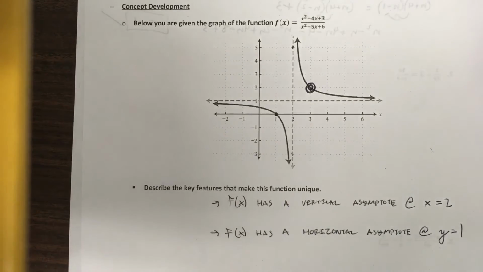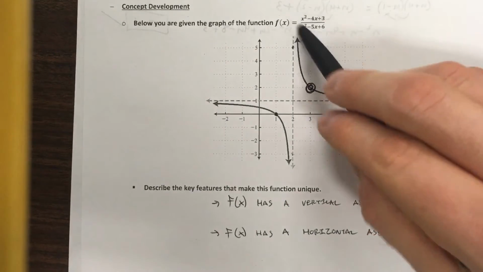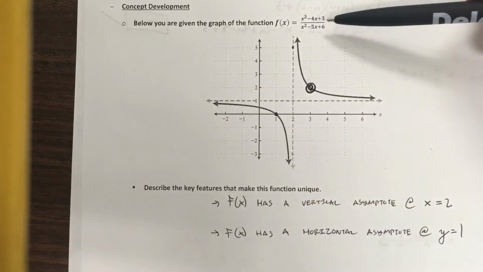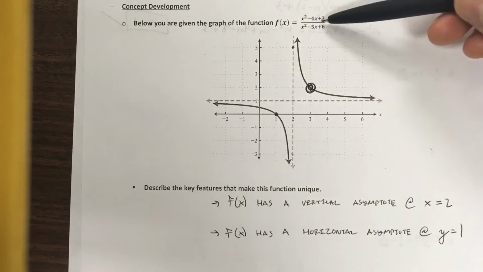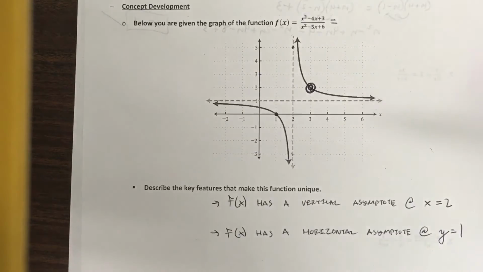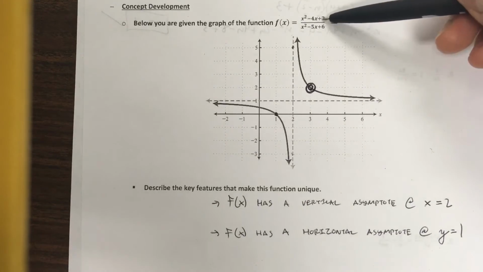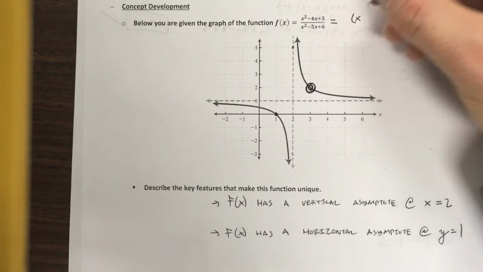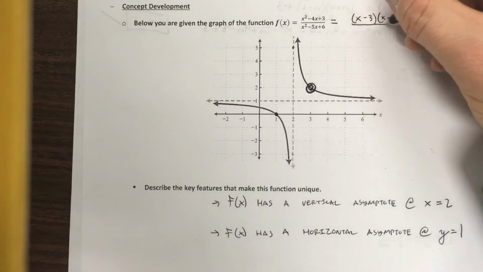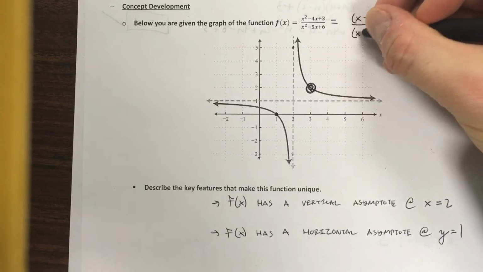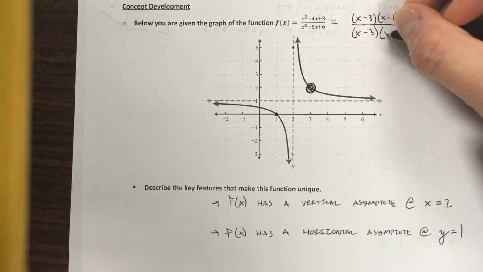In class, when we talked about this function, we looked at this fraction and noticed that we have a quadratic here and a quadratic there. So what we decided to do is factor our quadratic functions. If we look at our numerator, we can factor that as (x minus 3)(x minus 1). Our denominator would be (x minus 3)(x minus 2).